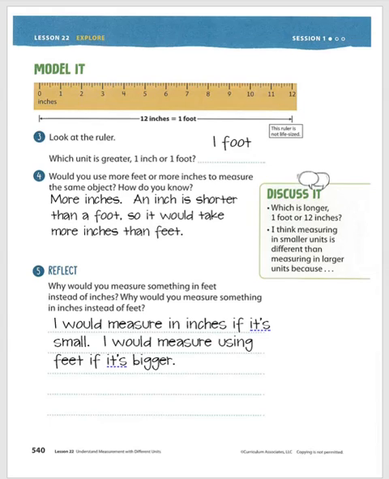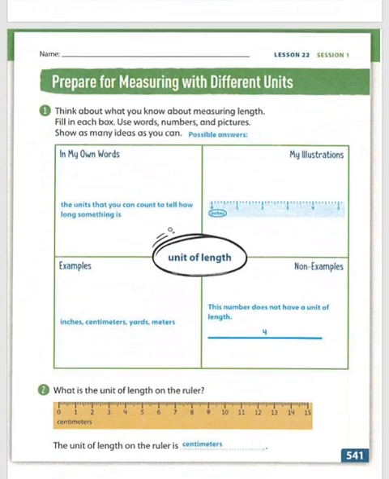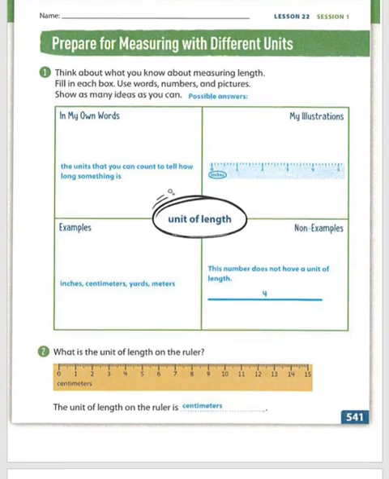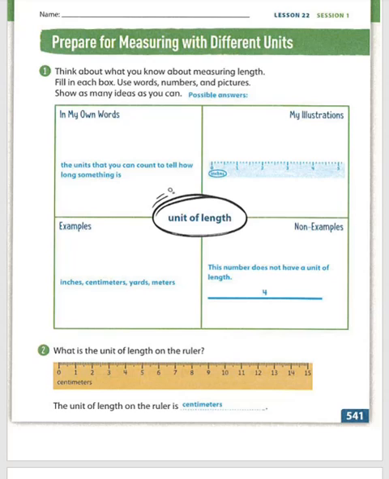Okay, the next page is prepare for measuring using different units. A unit of length. Okay, here's our examples. Don't write these down unless you want to, but I don't need you to. The units that you can count to tell how long something is. Here's a ruler. It uses inches. The number does not have a unit length. Okay? Inches, centimeters, yards, and meters. All of them are units of length.